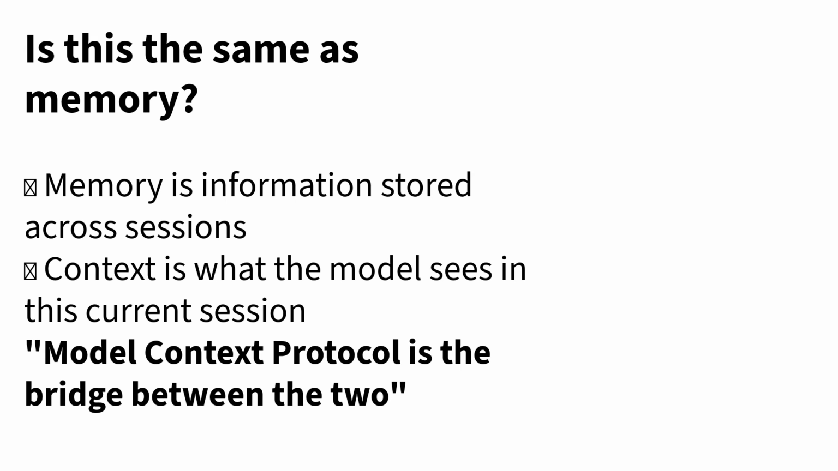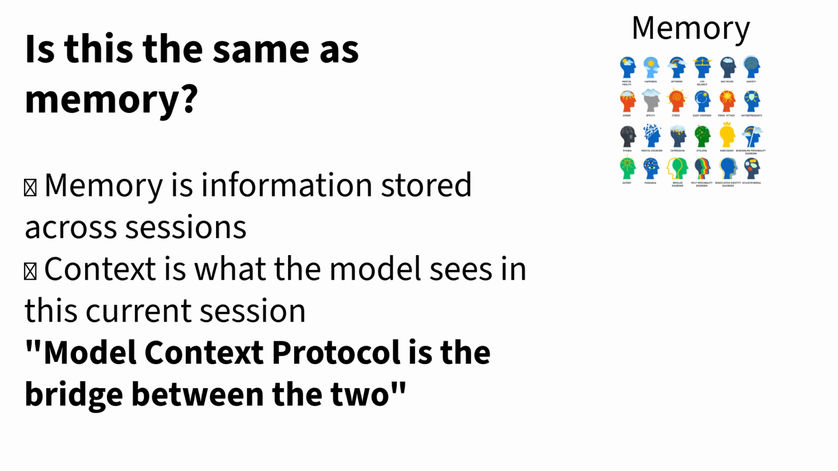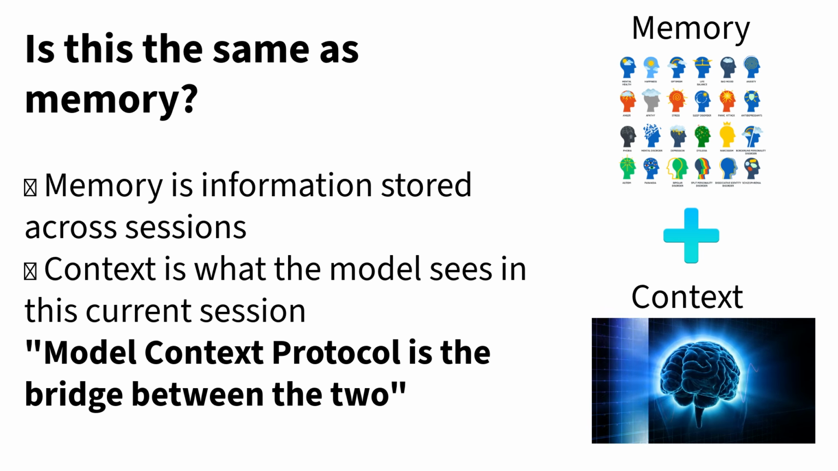Now, you might ask, is this the same as memory? Not quite. Memory is information stored across sessions, like your name, preferences, or goals. Context is what the model sees in the current session, just the active data it's working with right now. So, while context is temporary and session-based, memory is more long-term and persistent. The Model Context Protocol is the bridge between the two. It helps decide what from the current session should be saved to memory, what's just in-the-moment talk, and how to reintroduce saved data into future chats. For example, it might help the model say, "Hi Banisha, last time you said you are learning SQL. Want to continue?"